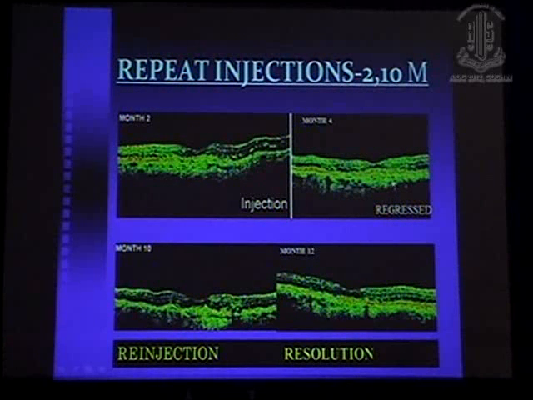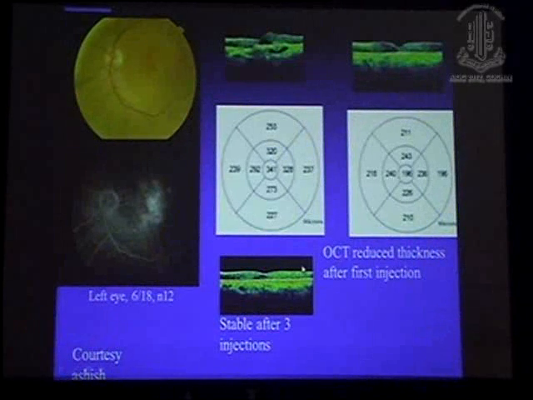At month 4, the patient has regressed completely. At month 10, you find again there is a recurrence, so you re-inject, and there's a resolution at 12 months which has maintained. So you have to decide how many injections you have to give depending on what you find.